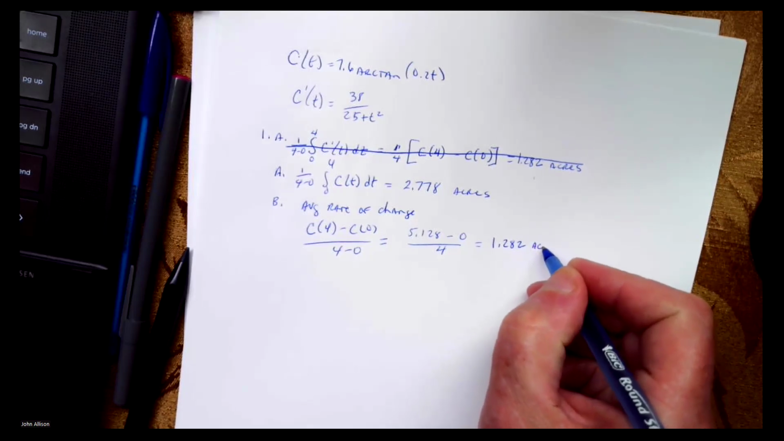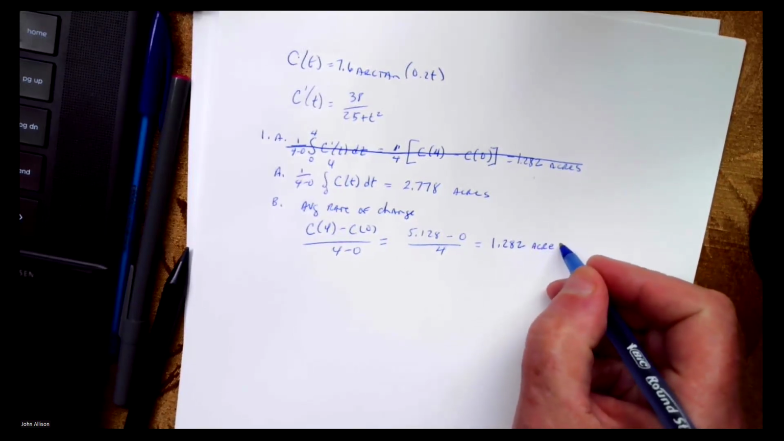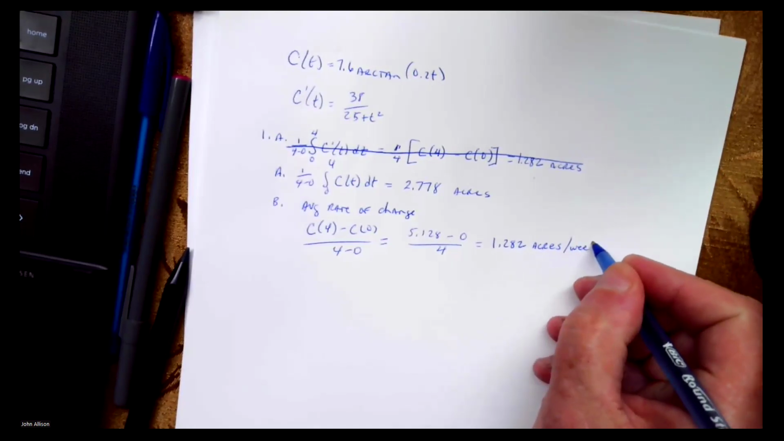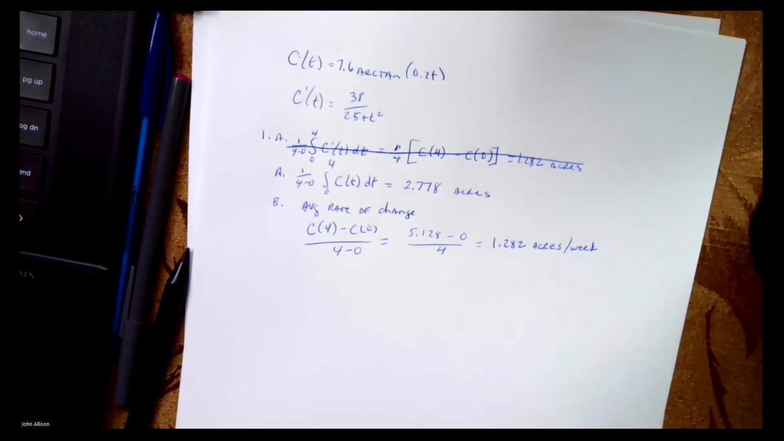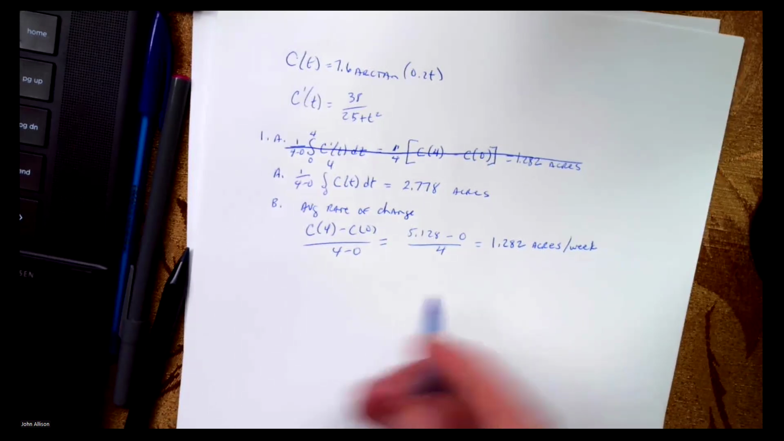So the average rate of change is acres per week. 1.282 acres per week. I need to find t. Let's look at that problem again. I need to find the time t when the instantaneous rate of change equals the average rate of change. So when does C prime equal the average rate of change?